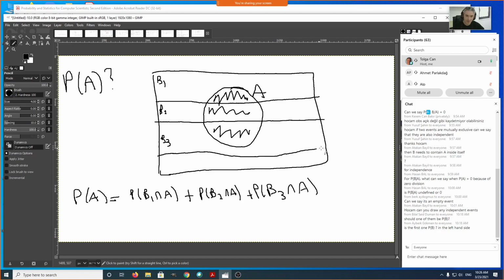If you have another event B4, you may also include it like this. If the intersection of B4 and A is 0, it doesn't matter. To be on the safe side, you may add this probability, which is going to be 0 in the end. By adding the intersections of mutually exclusive and exhaustive events with A, you get the probability of A you're looking for.